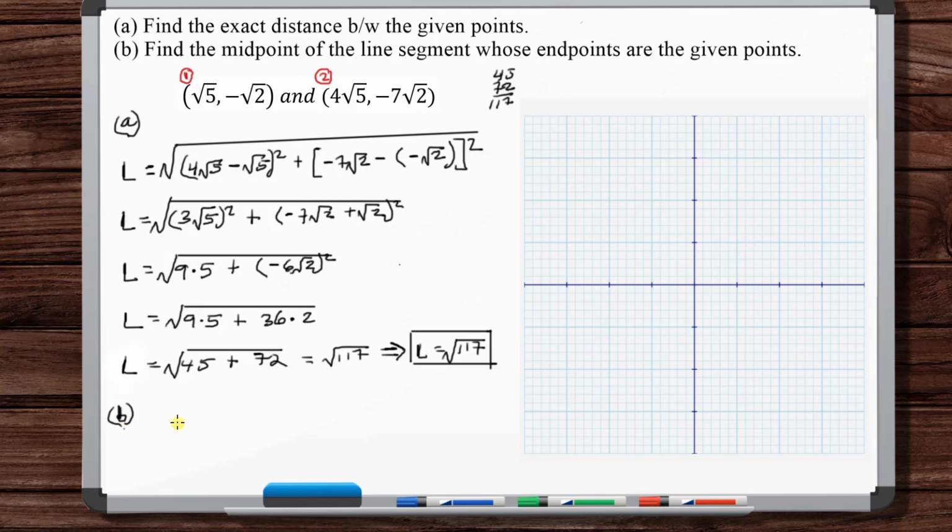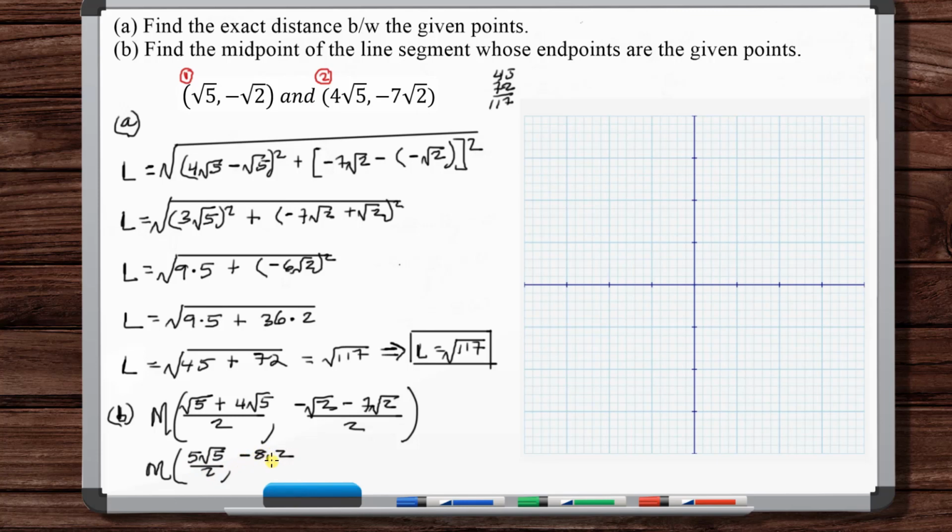Okay, part B, the midpoint: x1 plus x2, okay, and then divided by 2, and then y1 plus y2, so root 5, and this is the coordinates of the midpoint.